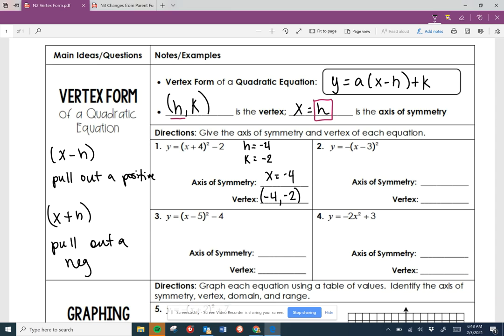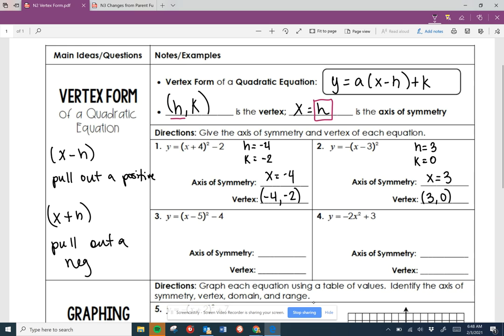and the axis of symmetry would be x equals negative 4. Okay, here you can see we don't have a k value at the back. The x in the parentheses is minus, so we're going to pull out a positive. Our h is positive 3. There is no plus k at the back. So just like with our standard form when there was no c value, that is going to be 0. So our vertex would be 3 comma 0, and our axis of symmetry would be x equals 3.